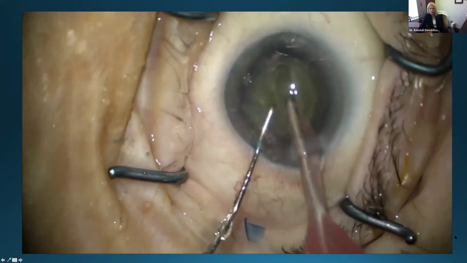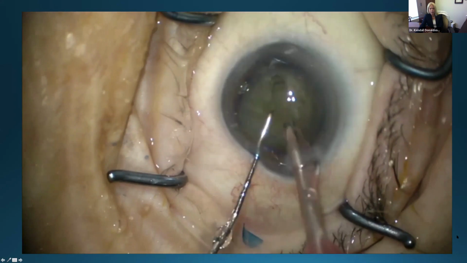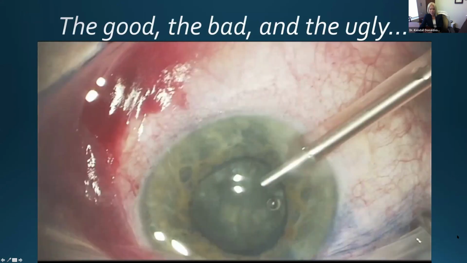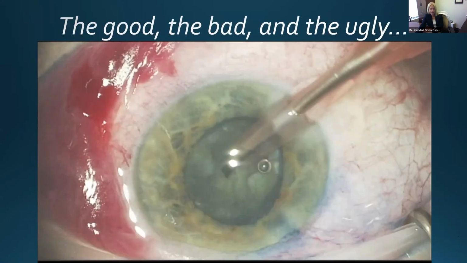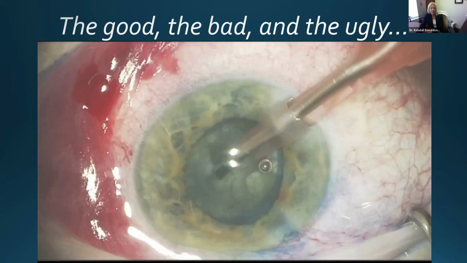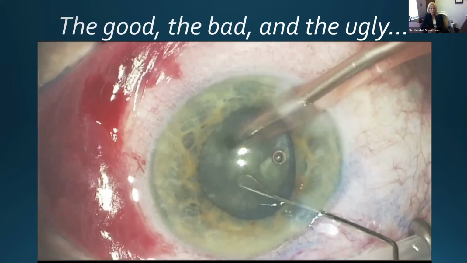Let's skip this as another stop and chop example. So we'll skip that one. I want to show you what not to do. So this is a resident case. This is one of his first phacos, and he's using a Drysdale, which is one of the first instruments.